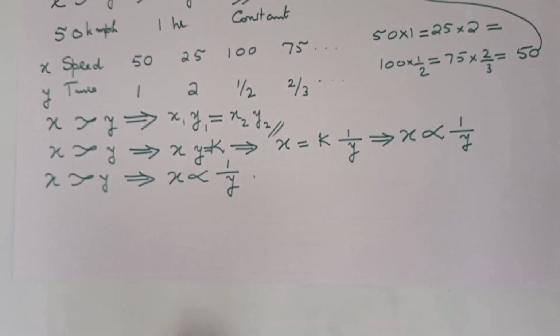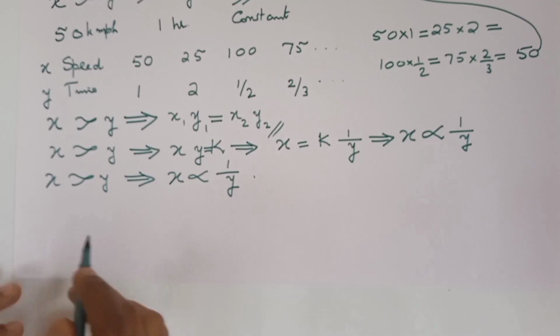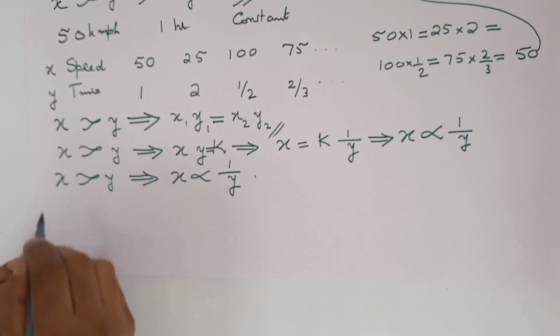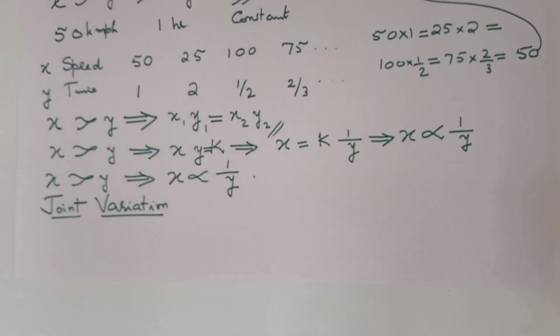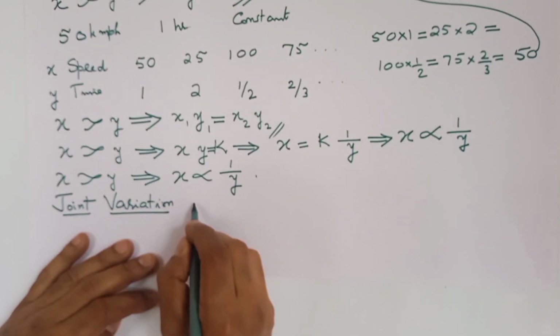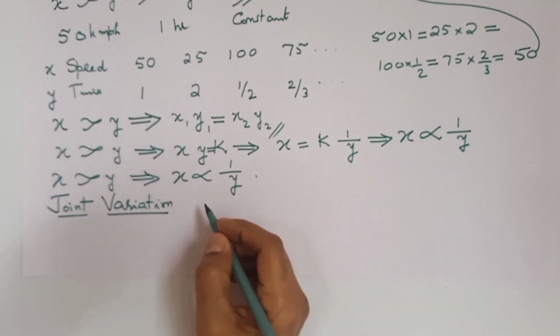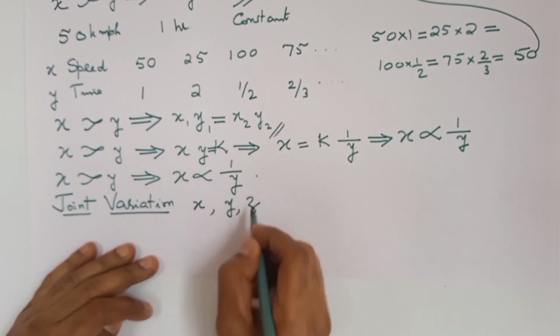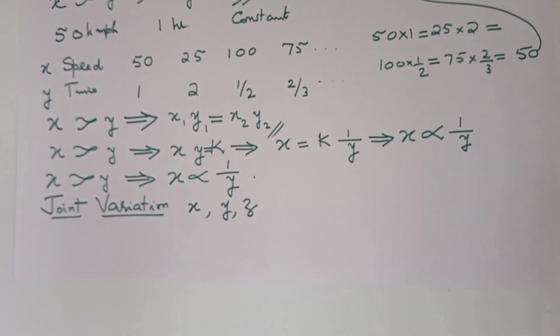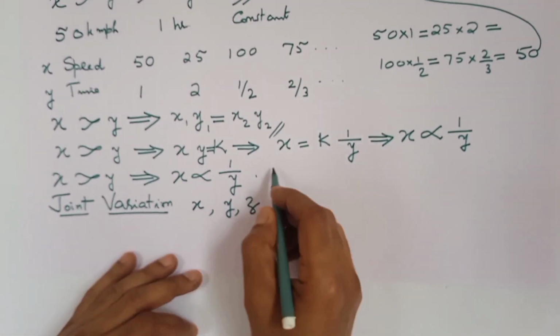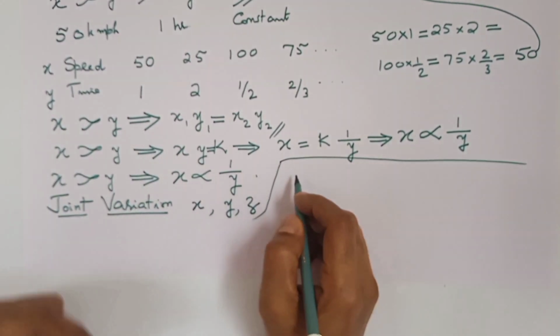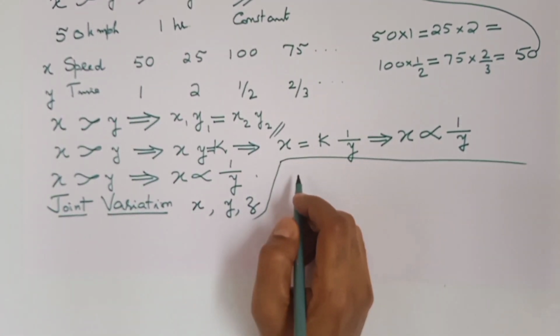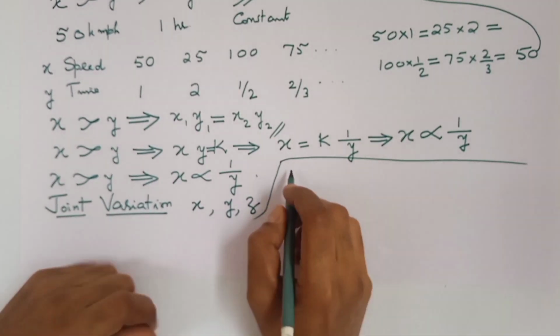Now, there is one more additional concept to be covered here, which is called joint variation. In joint variation, there are more than two variables. It could be 3 or 4. Let's look at 3 variables, x, y, z. Now, I'll define joint variation first before showing an example to illustrate this point.